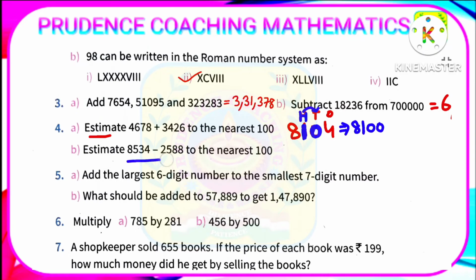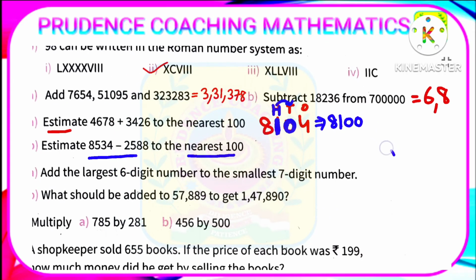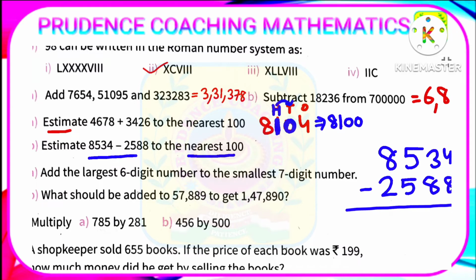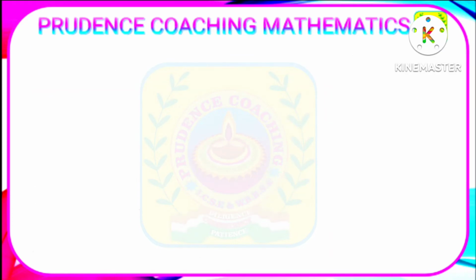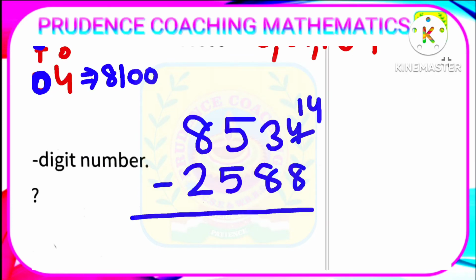Next one, we need to subtract and we need to write nearest 100. So let us subtract first. So we have 8534 minus 2588. So here as you can see, 4 minus 8 is not possible. So we need to assume it to be 14 and we have taken 1 from 3, so it is 2.